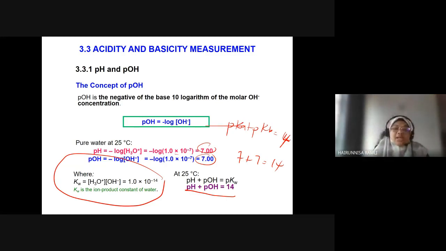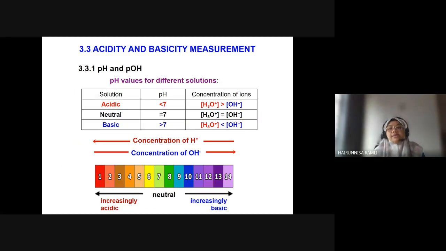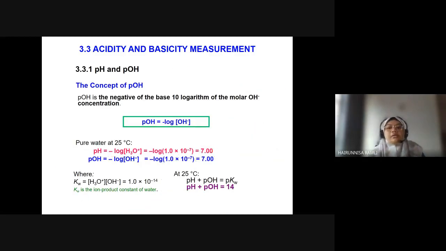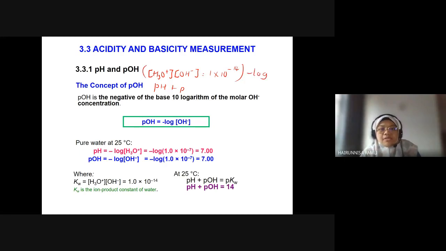Where maksudnya kita tahu concentration, sebab sama lah case dia, concentration of H3O plus kali dengan concentration of OH minus is equals to 1 kali 10 kuasa negatif 14. Nampak sangat nak cakap tulisan saya buruk sebenarnya. Kena tulis balik. H3O plus OH minus is equals to 1 kali 10 kuasa negatif 14. So kalau you negative log kan semua juga kan, sama lah case dia pKa, pKb kan. pH plus pOH is equals to 14.